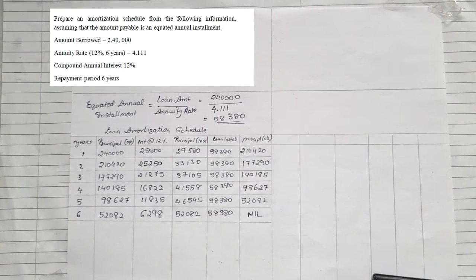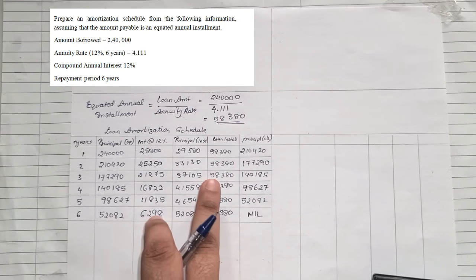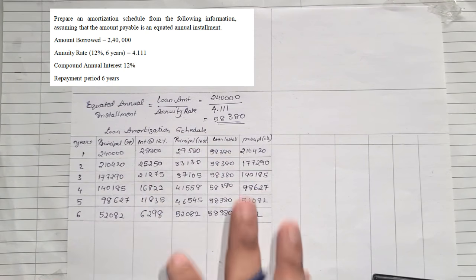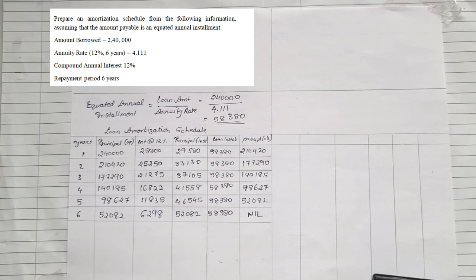Okay, so with that, this is how you had to solve the sum. Now this is based on when they are giving you equated loan installment or equated installment based. This was sum number 1. Now in the same way, let us look at the next sum.